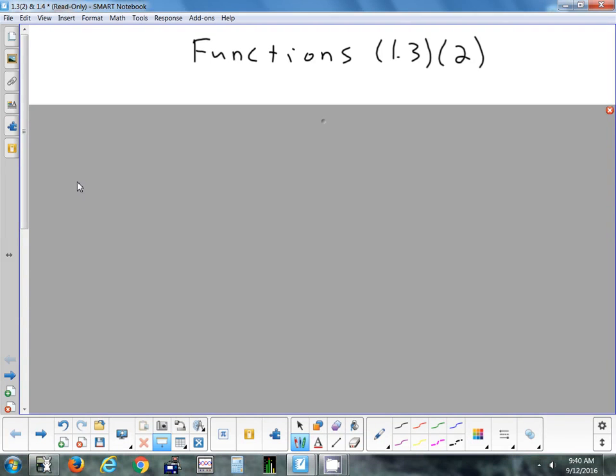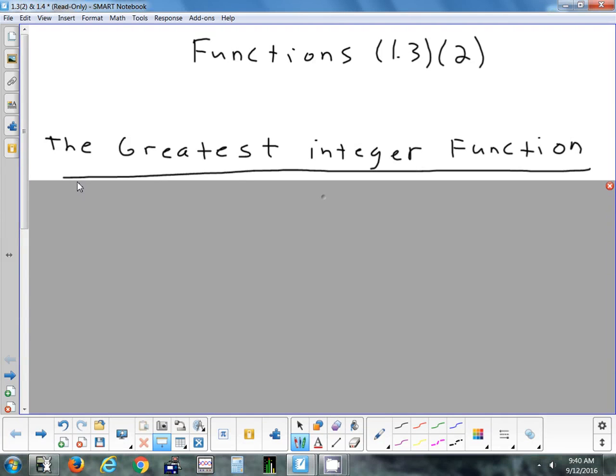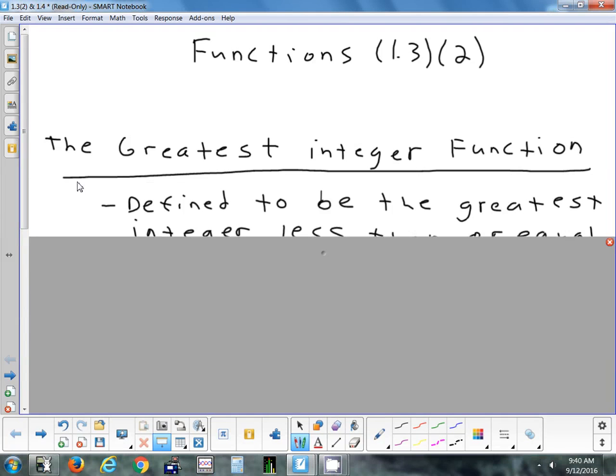Okay, so we're going to start off by looking at some different kinds of functions. Functions we haven't seen probably before in this class. Maybe you've seen them in other classes. Okay, and the first one is called the greatest integer function.